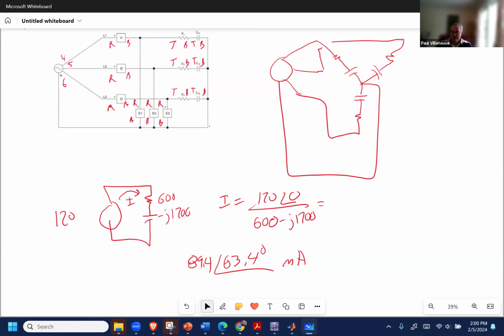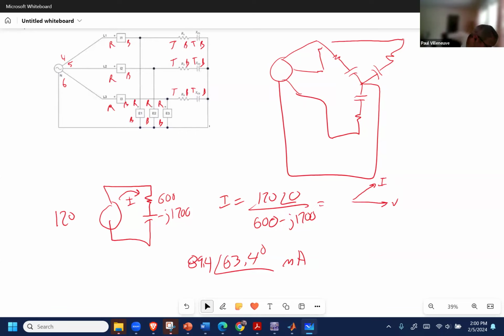The current would lead the voltage. Yeah, current leads the voltage in a capacitive circuit. So my voltage here is 120 at an angle of 0. So this is V, and my current is someplace over here. Does the current lead the voltage in this circuit? Sure it does. 63.4 is pretty good, so I'm feeling pretty good about it.